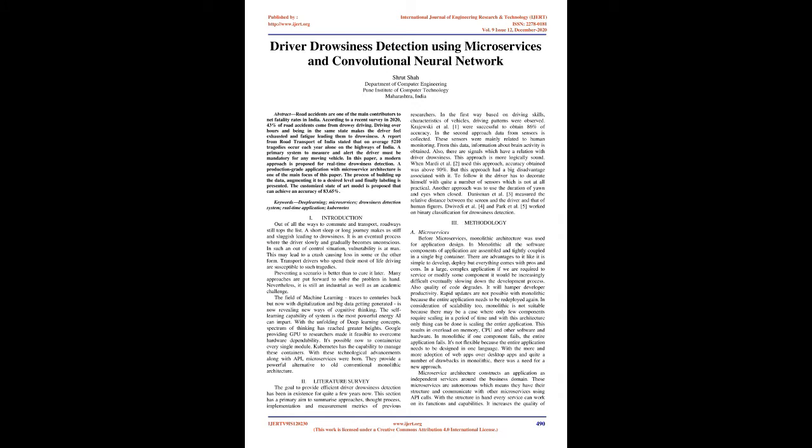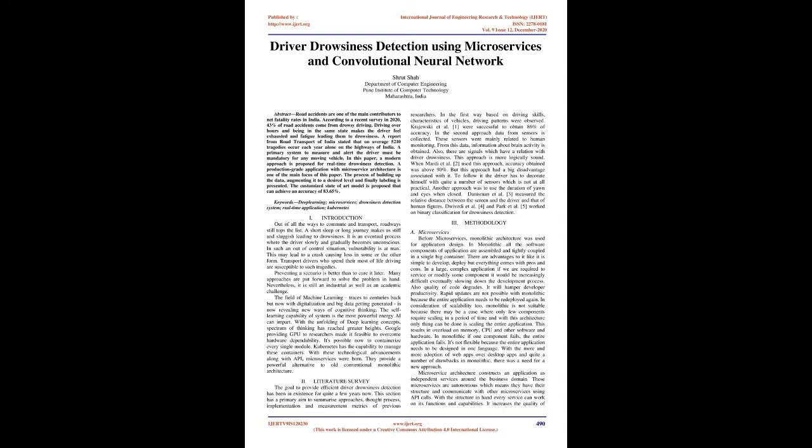A report from Road Transport of India stated that on average 5,210 tragedies occur each year alone on the highways of India. A primary system to measure and alert the driver must be mandatory for any moving vehicle. In this paper, a modern approach is proposed for real-time drowsiness detection. A production-grade application with microservice architecture is one of the main focuses of this paper.